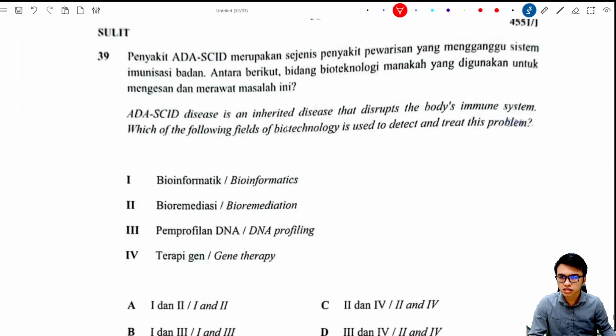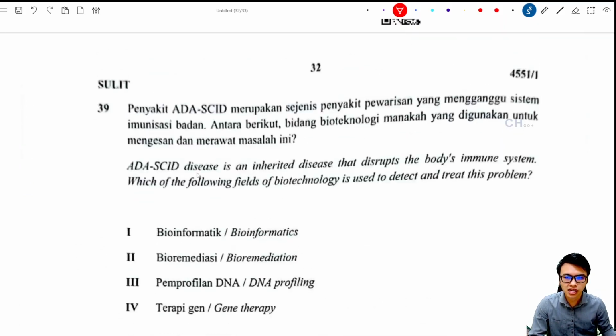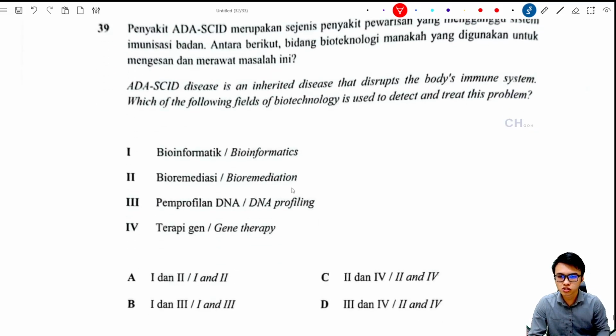Guys, last two. ADA-SCID disease is an inherited disease. Which biotechnology is used to detect and treat this problem? The answer here should be DNA profiling and gene therapy. To detect, we use DNA profiling. To treat the problem, we use gene therapy because this disease is about the brokenness of the gene. So we can choose 3 and 4. Okay, answer is 3 and 4.